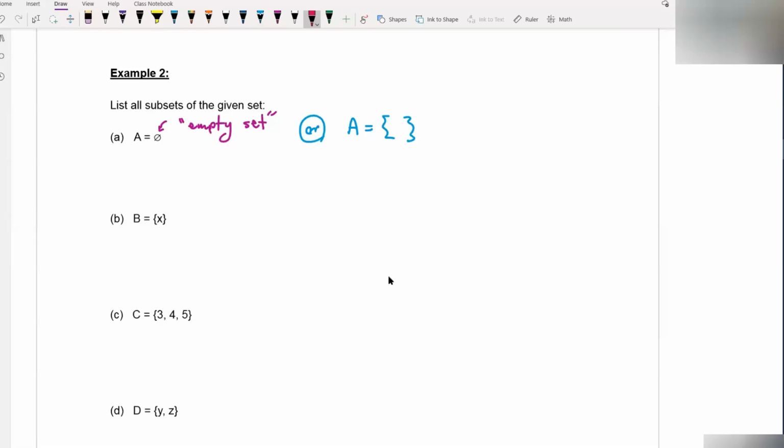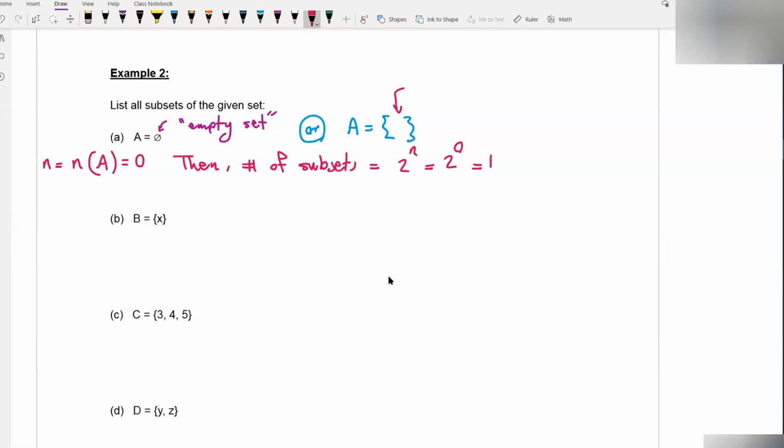But first, when we try to list all subsets, we have to find the cardinality or number of elements. So finding the number of elements, I can write number of elements in set A. How many members we have here inside the set? We have nothing, so that is 0. That means the number of subsets is equal to 2 to the nth power. So it's 2 to the power n, which is 0, so 1.